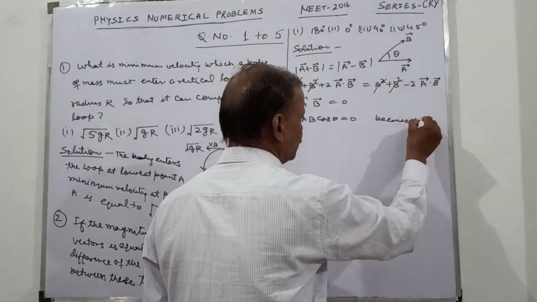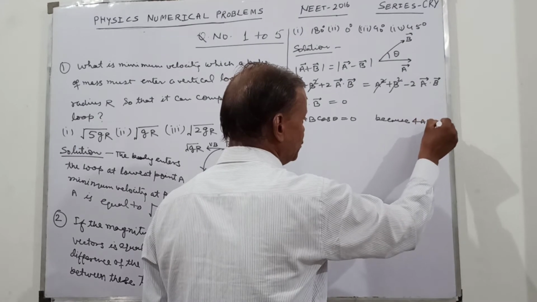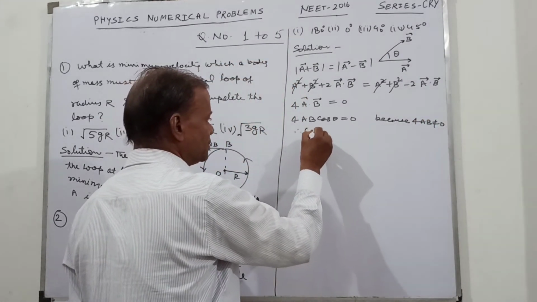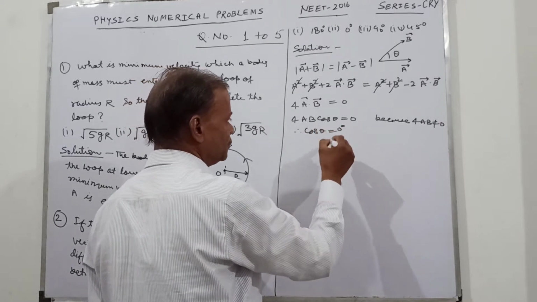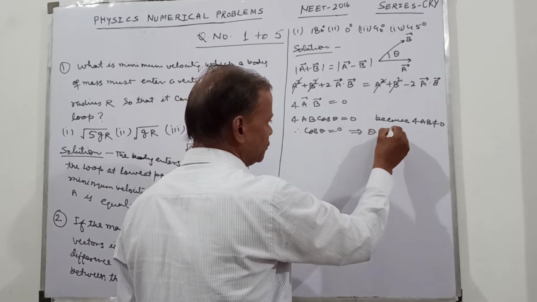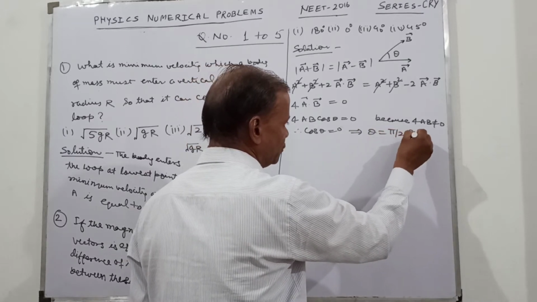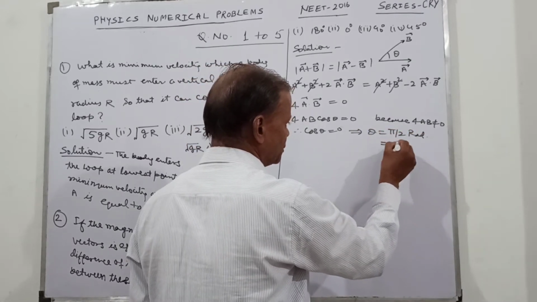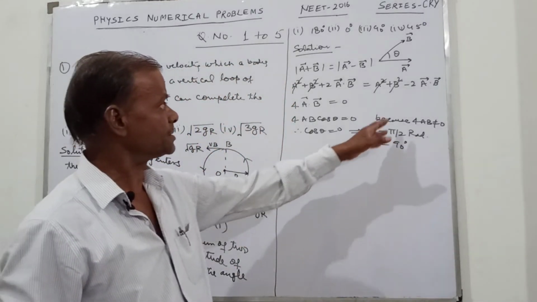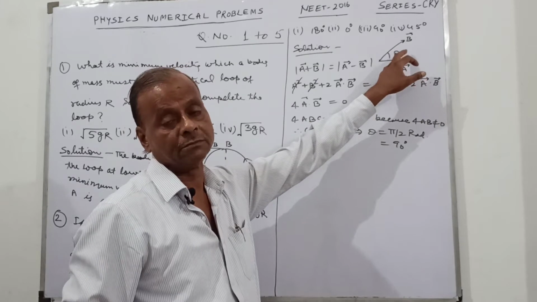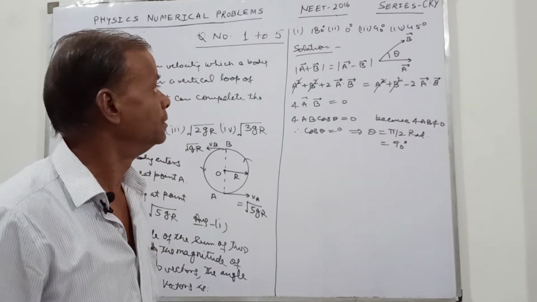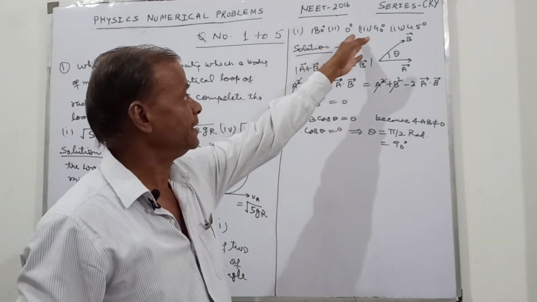Because 4ab is not equal to 0, it means that cos theta is equal to 0. So this will give you that theta equals pi by 2 radian, or 90 degree. So in this case, this angle must be 90 degree, so the vectors are mutually perpendicular. The angle is given like this.